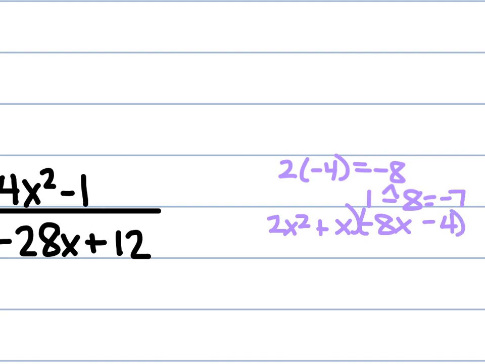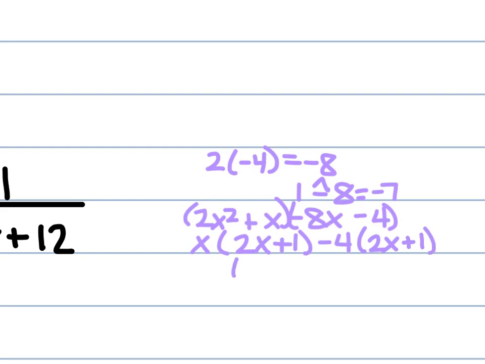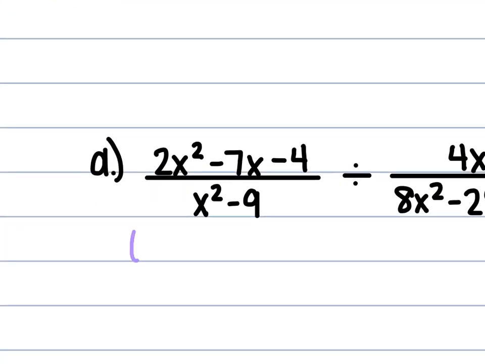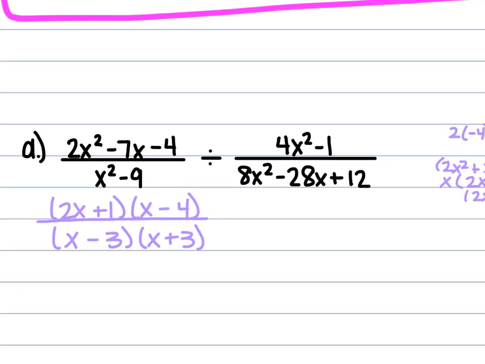So factor by grouping, we're going to have x times 2x plus 1 and negative 4 times 2x plus 1. So this is going to factor out to be 2x plus 1 times x minus 4. So we're going to replace that top with that 2x plus 1 times x minus 4. That bottom of that first fraction, we can factor out to be difference of squares, so x minus 3 times x plus 3. We're going to change to multiplication, then flip the second fraction.